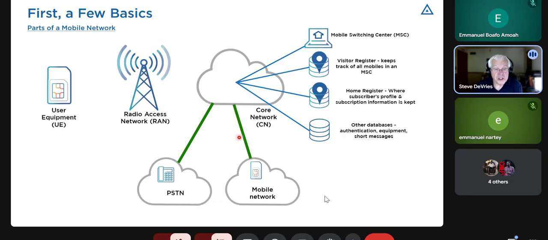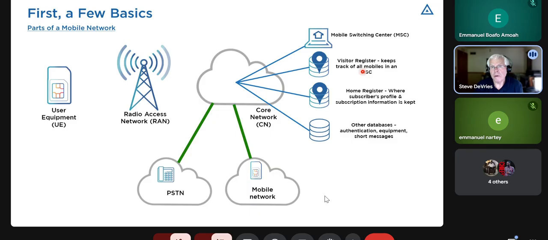It also has voice circuits or voice paths, so you can connect to other mobile networks. So you can talk to someone else on the phone from another network. Another key part to this is to keep track of all of the users that are in this area, all of the users that are in this particular switching area. And that's a visitor register. Sometimes it's called the visitor location register.